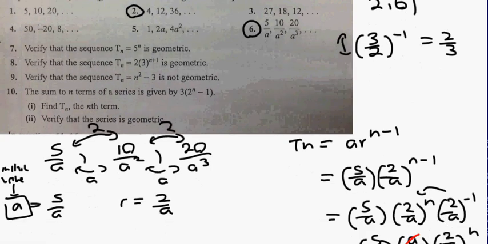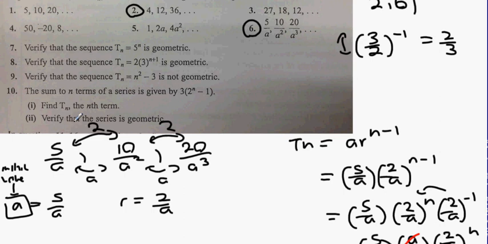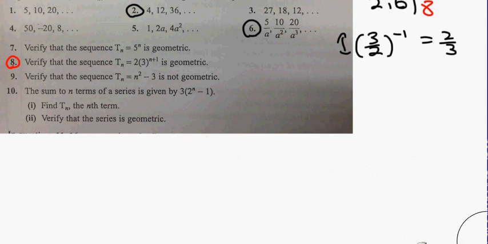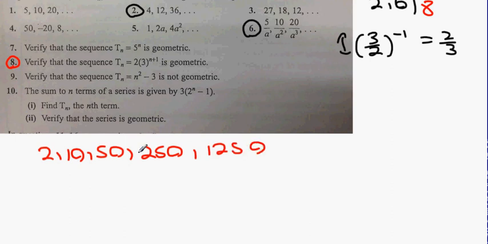Now I'm going to try question 8, to verify that a sequence is geometric. Now, the thing about geometric series, if I was to take a sample, something like this, I don't know, 2, 10, 50, 250, 1250, what we can see is that the multiplication is always the same. It's been multiplied by 5.